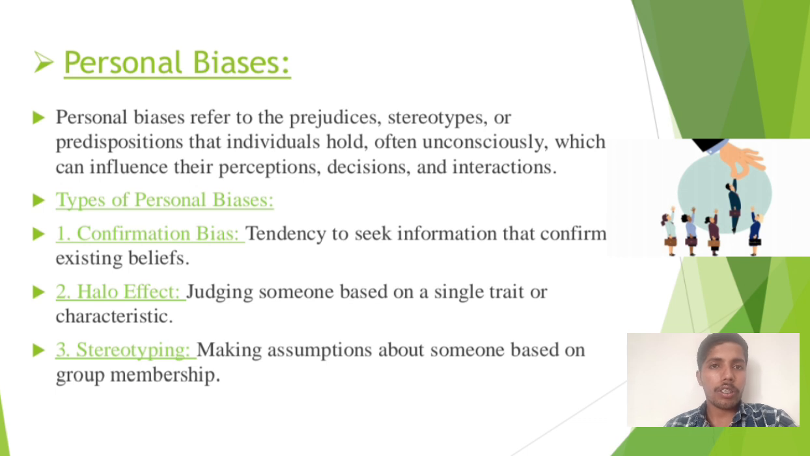Next point is personal bias. Personal bias refers to the prejudice, stereotyping, or predispositions that individuals hold, often unconsciously, which can influence their perceptions, decisions, and interactions. Types of personal bias: confirmation bias, the tendency to seek information that confirms existing beliefs. Second point is halo effect, judging someone based on a single trait or characteristic. Last point is stereotyping, making assumptions about someone based on group membership.